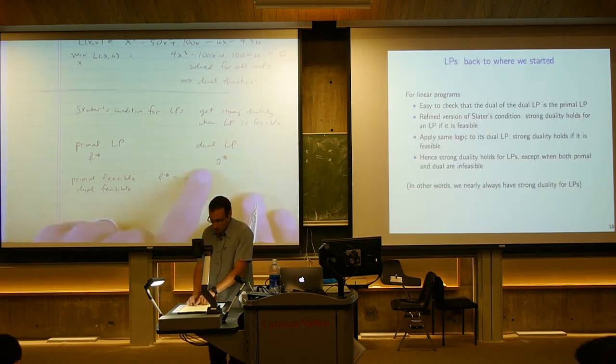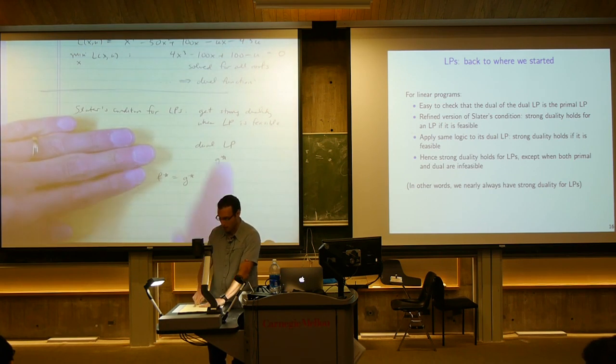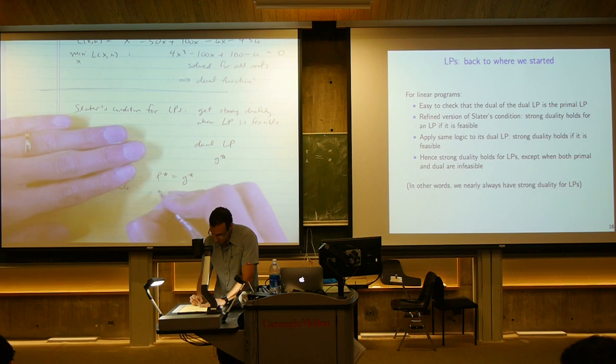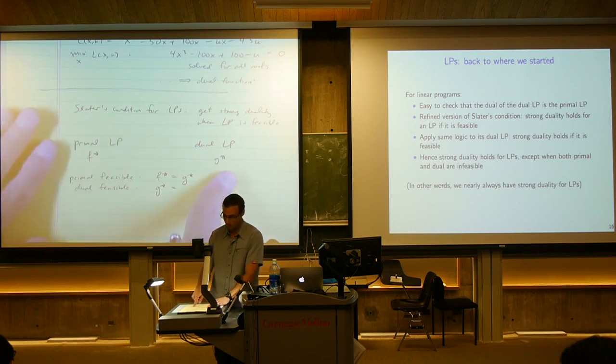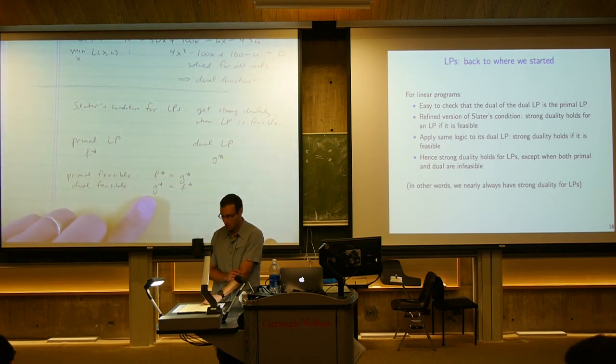And let's think about applying Slater's condition to the dual then. Slater's condition says that if I have the dual being feasible, so I never gave you this, I just gave you this to begin with, and I looked at this linear program, then G star should be equal to the optimum value of the dual linear program, right? That's what strong duality means in the dual. G star equals the optimum value of the dual of the dual. But the dual of the dual is the primal, so we get back this conclusion. So if the dual is feasible, we get, again, that G star is equal to F star.